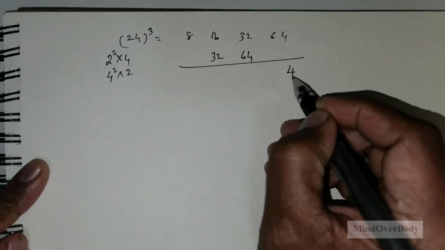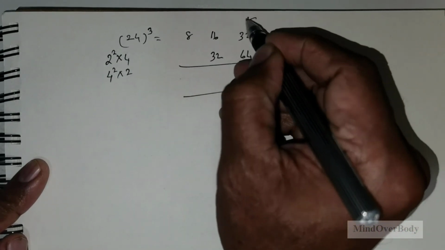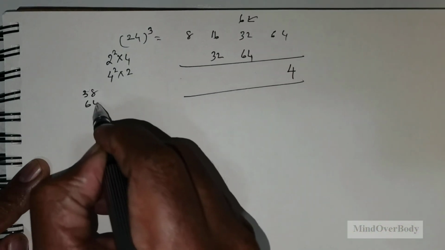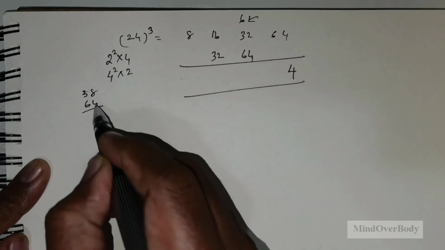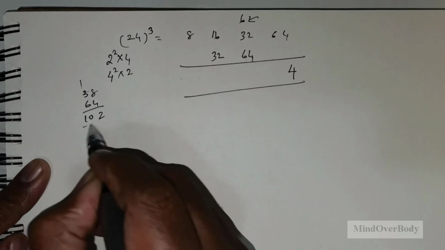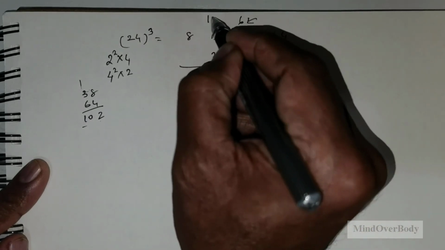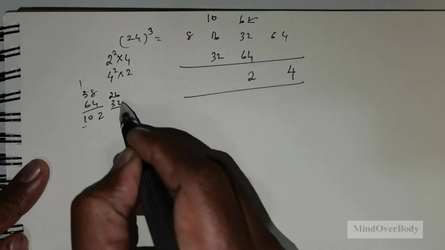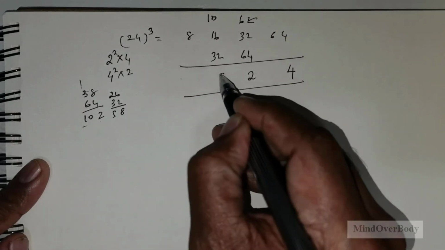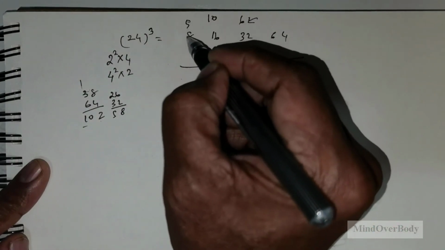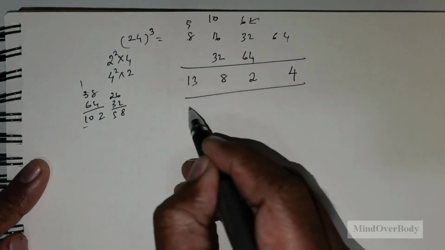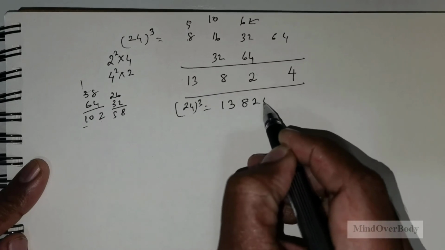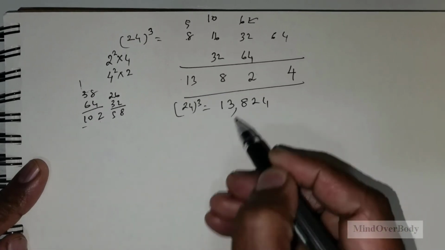Now bring the 4 down, but carry the 6 over. So you got 6 added with 32, which is 38. That has to be added with 64. So that will give you 102. So place the 2, carry the 10. So 10 added with 16 will give you 26. 26 added with 32 will give you 58. Place 8, carry 5. 5 added with 8 will give you 13. So 24 cubed will be 13824. So this is the solution.